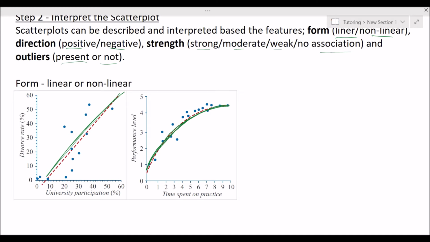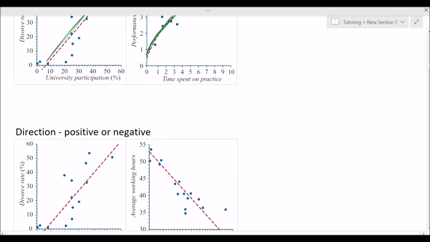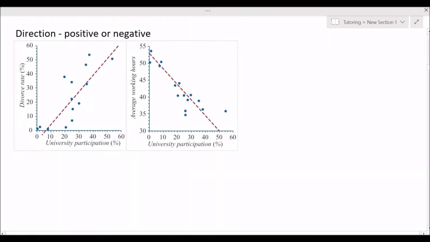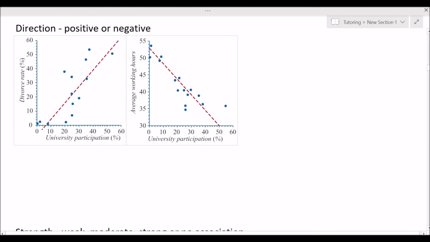So that's form. The next is direction, positive or negative. Positive direction means that the relationship is going up from left to right, whereas negative means the relationship is going down when you read it from left to right. Now, negative does not mean bad. It doesn't mean that there's a bad relationship between the two of them. It's just referring to the direction.